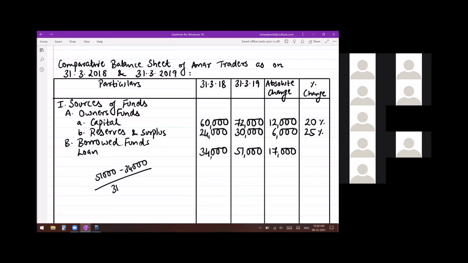And now time to calculate a percentage. Divide by the previous year, that is 34 into 100. Slowly you will realize whatever is that absolute change, you take and divide by the previous year, you will get the change in percentage. So 17 divided by 34 into 100. 50%. Is everybody getting the same answer? Please do that and check on your own.